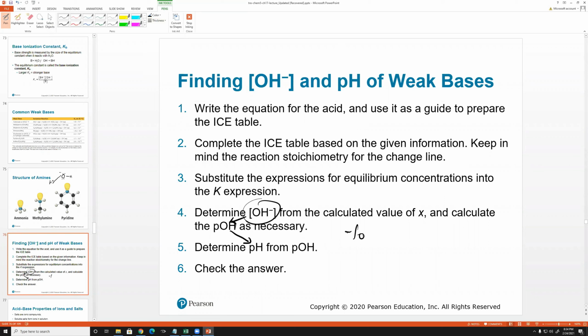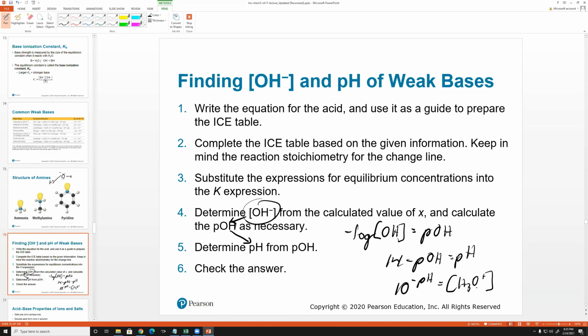So you do the negative log. It may just be one or two more steps. You do negative log of OH concentration gives you pOH. 14 minus pOH equals pH. And then you can do 10 to the negative pH to figure out the H3O plus concentration. So from this, you can find out everything.